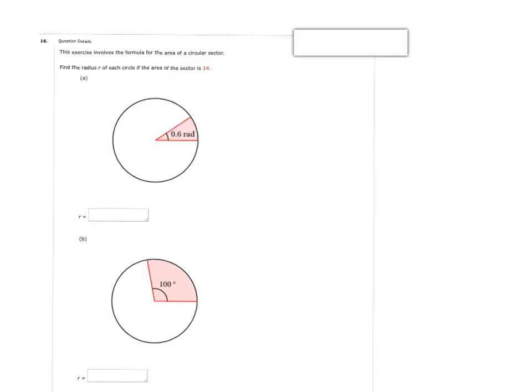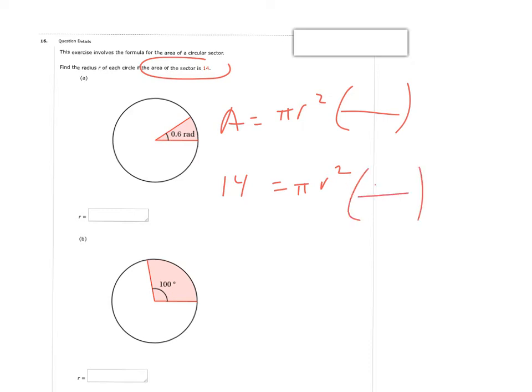All right, next up here on both of these, they're giving us the area of each sector is 14. They're asking us for the radius. So my area formula is pi r squared and then times whatever fraction of the circle I'm looking at. And so in this first case, actually I know the area is 14 pi. Oh no, it's not 14 pi, it's just 14, excuse me. And then I have pi r squared here, and I don't know r, and I know that this is going to be 0.6 over 2 pi. It's over 2 pi because when we're talking radians, the whole circle is 2 pi.